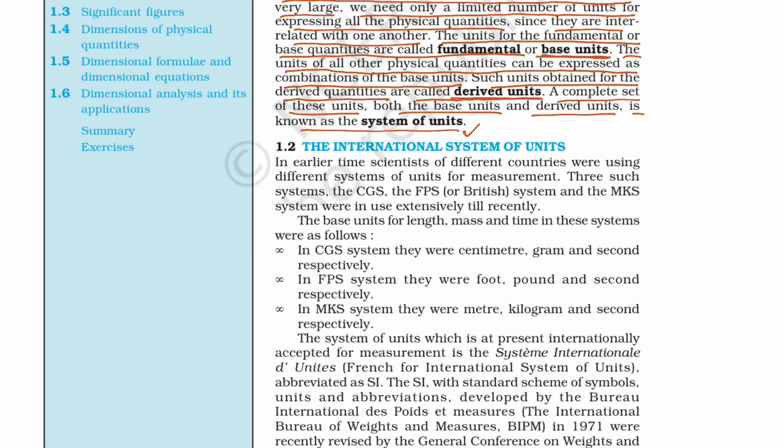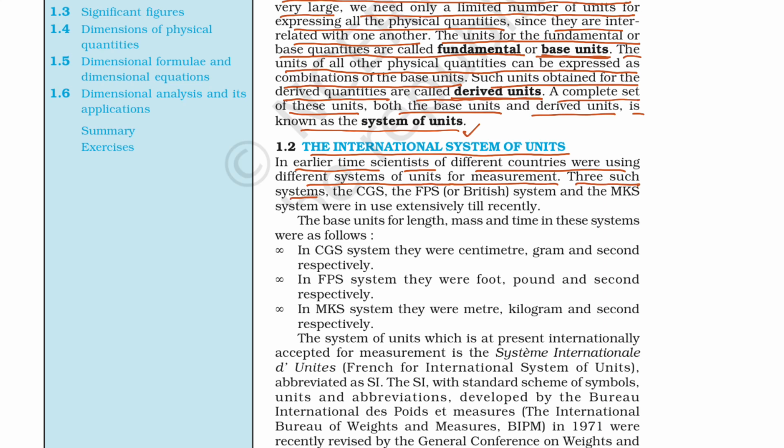Now let us talk about the International System of Units. In earlier times, scientists of different countries were using different systems of units for measurements. In England it was different, in certain parts of the world it was different. So it was tough to do business. Suppose somebody wants to sell cloth from India to England, and there is a different way to measure cloth with different units, then it will be very difficult to actually do the business. How much cloth you sold from India and how much they received made no sense because both countries used different systems of units.